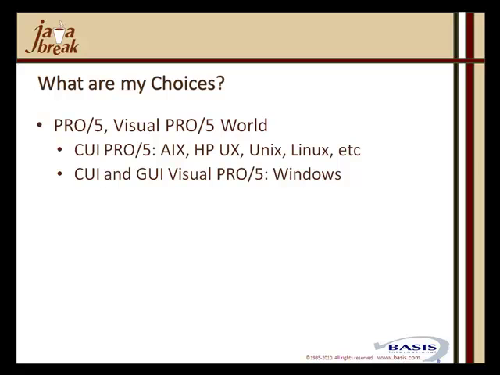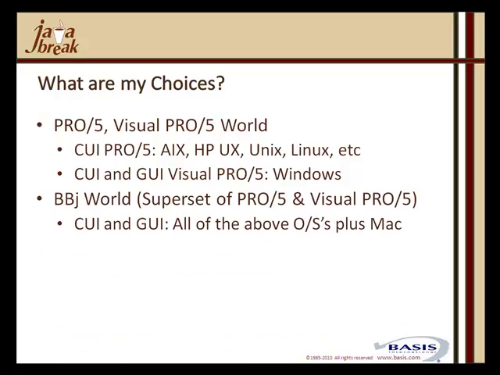Firstly, let's talk about what your choices are. Well, you can run in the Pro5 and Visual Pro5 world. You have character-based Pro5 on the AIX, the HP-UX, Unix, Linux, those kinds of platforms. Or you can run CUI and GUI in the Visual Pro5 world, and that of course would be a Windows-only based environment. But with BBj, the superset of Pro5 and Visual Pro5, your world is expanded. You can still run CUI and GUI, but you can run on all of the operating systems listed above, plus the Mac.